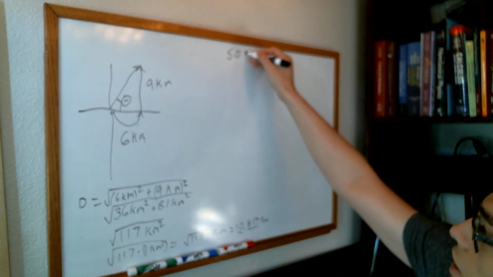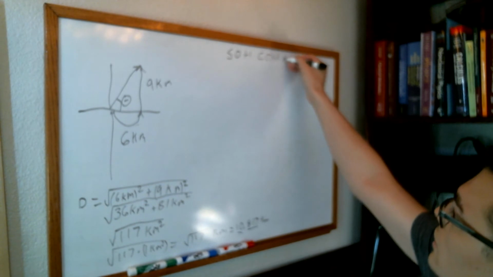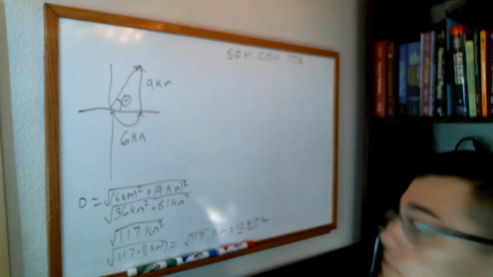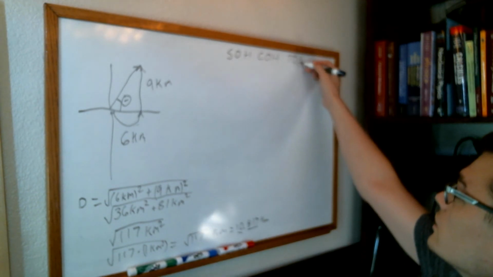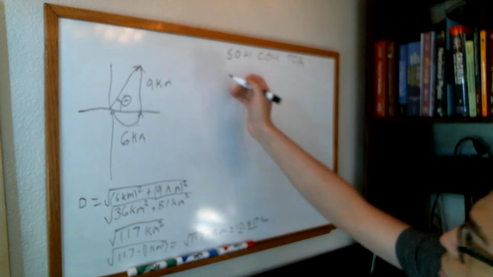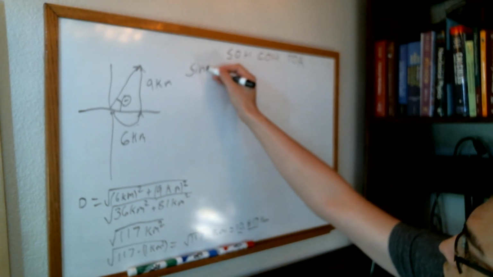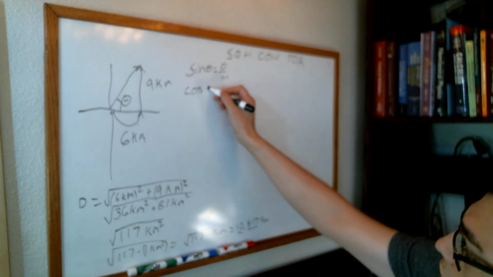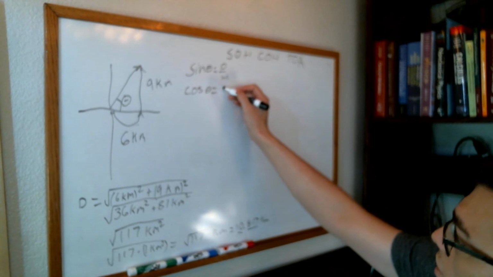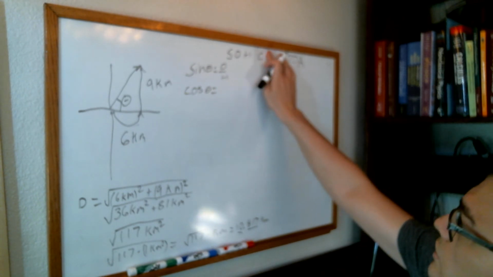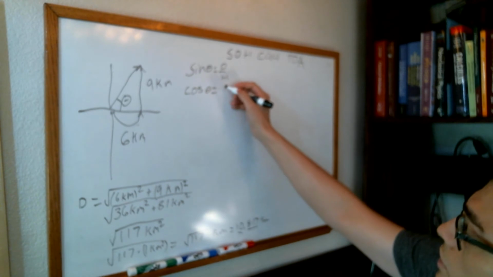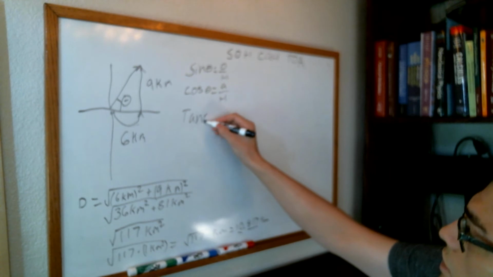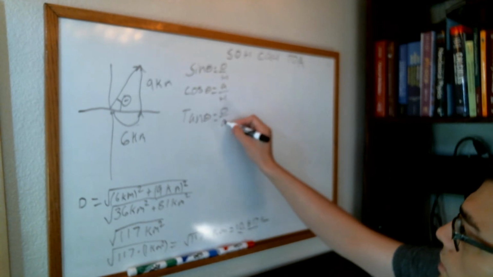So we have SOHCAHTOA. This is the acronym, or memory device, in order to remember your trigonometric identities. It says that sine of theta is equal to opposite over hypotenuse. Cosine of theta says that, this is supposed to be an A, so SOHCAHTOA, adjacent over hypotenuse, and tangent of theta is equal to opposite over adjacent.